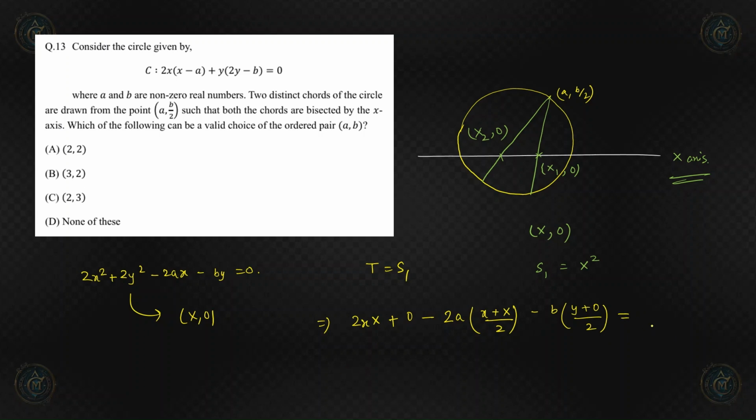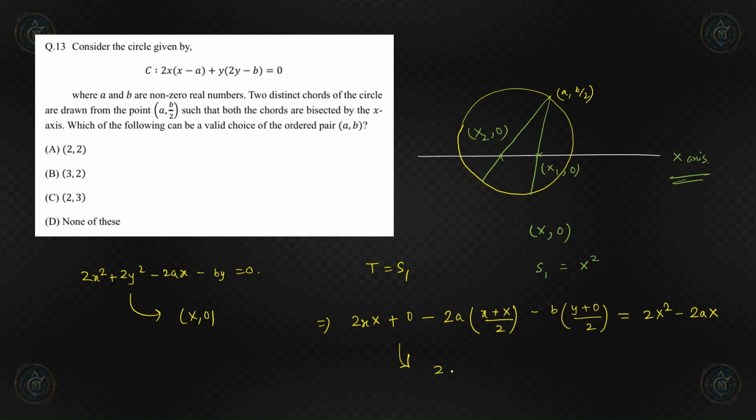So T equal to S1 we have to write. S1 will be simply substituting small x equal to capital X and small y as 0. So this will be 2 capital X squared minus 2a capital X. That means this is the equation of this chord. Now note that this chord also passes through the point (a, b/2), so we just satisfy the equation with (a, b/2).